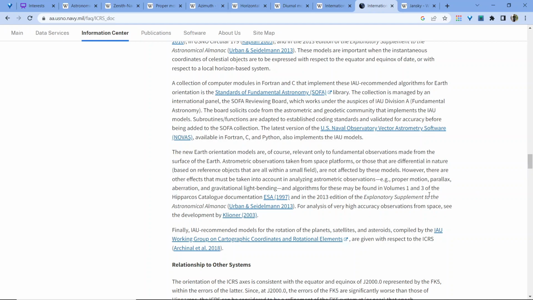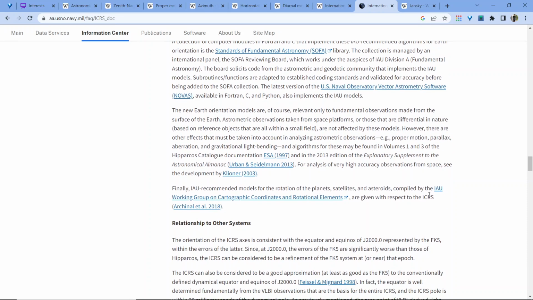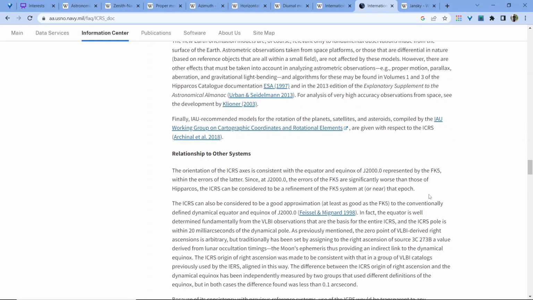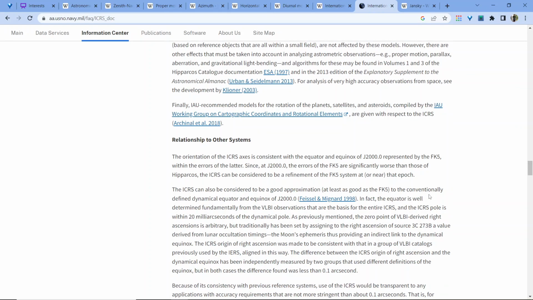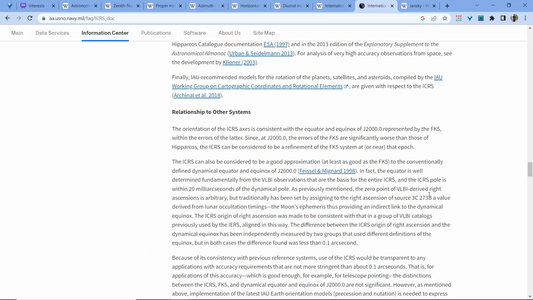Finally, IAU recommended models for the rotation of the planets, satellites, and asteroids, compiled by the IAU Working Group on Cartographic Coordinates and Rotational Elements, are given with respect to the ICRS, Archinal et al. 2018. Relationship to other systems. The orientation of the ICRS axes is consistent with the equator and equinox of J2000.0 represented by the FK5 within the errors of the latter. Since at J2000.0 the errors of the FK5 are significantly worse than those of Hipparcos, the ICRS can be considered to be a refinement of the FK5 system at or near that epoch. The ICRS can also be considered to be a good approximation, at least as good as the FK5, to the conventionally defined dynamical equator and equinox of J2000.0.